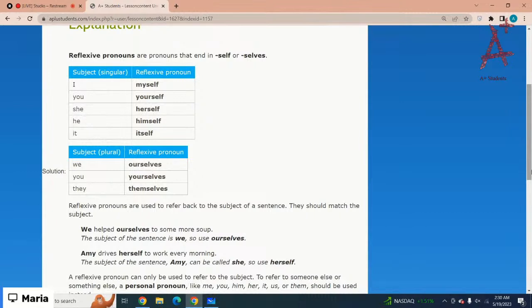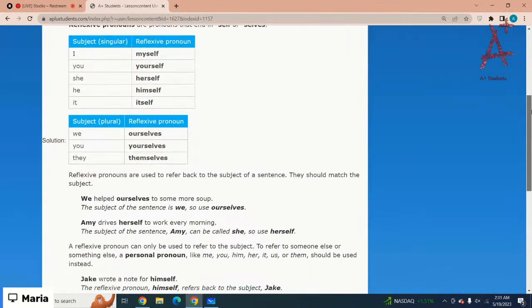Reflexive pronouns are used to refer back to the subject of the sentence. Got it? Like you're going to refer again to the subject. They should match the subject. We helped ourselves to some more soup. Amy drives herself to work every morning.